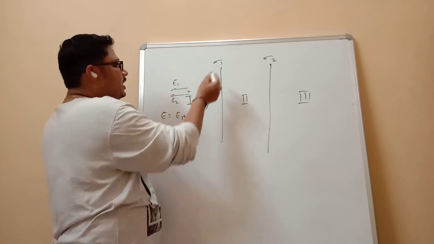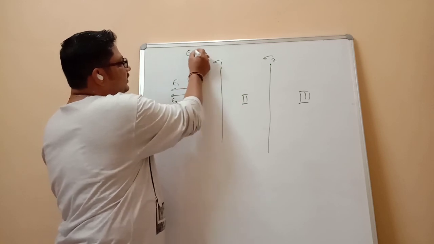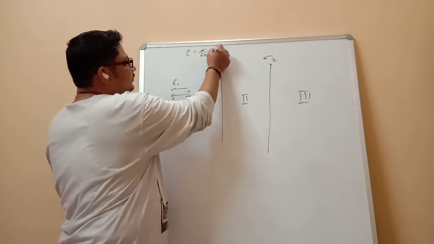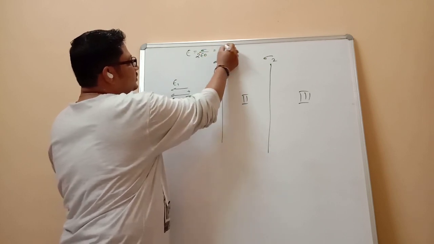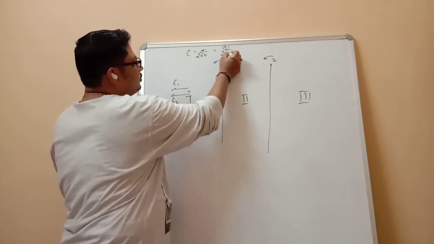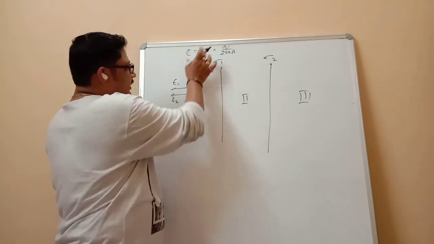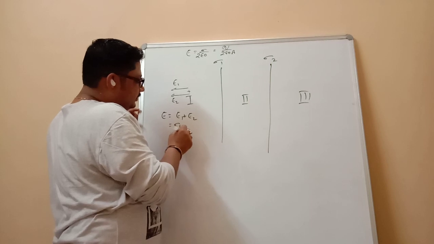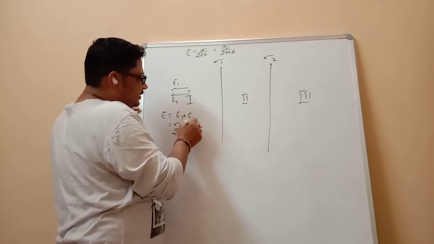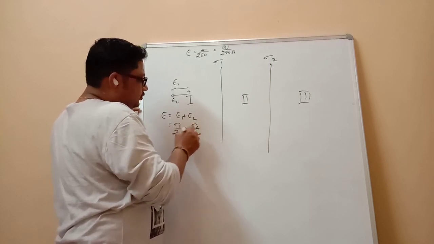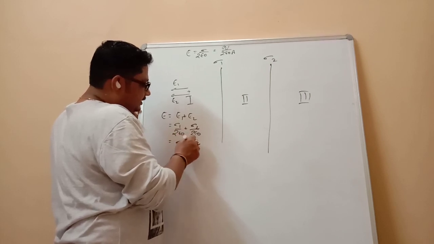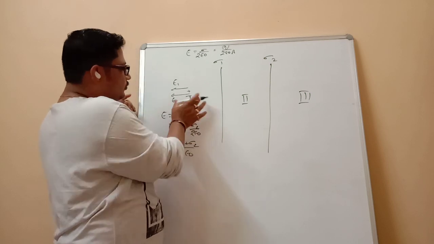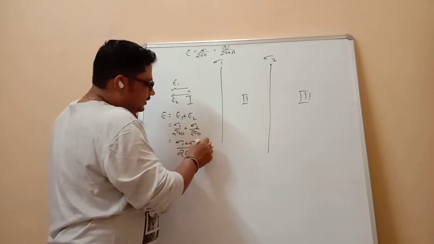Both are in the left direction, so the net electric field will be in the left direction. Again, the formula of electric field due to an infinite plane sheet of charge that we have discussed is sigma upon 2 epsilon naught, which is equal to Q upon 2 epsilon naught A. So E1 is sigma 1 upon 2 epsilon naught plus E2 is sigma 2 upon 2 epsilon naught. So it is equal to sigma 1 plus sigma 2 upon 2 epsilon naught. Now both are in the left direction, so the field is in the left direction.